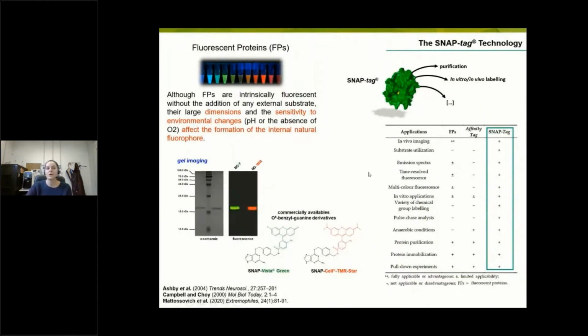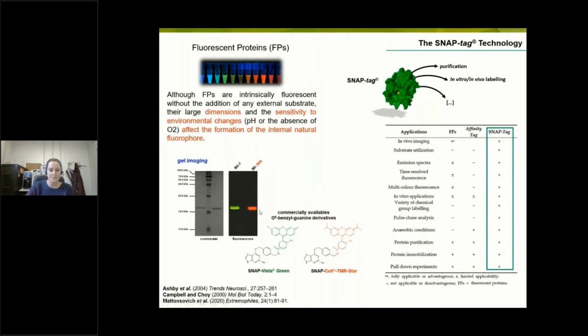As you probably know, fluorescent proteins are based on the formation of a natural and internal fluorophore, which depends on the environment in which the reaction occurs and may be sensitive to alteration in pH or in anaerobic conditions. And this limits the application of fluorescent proteins in in vivo studies. But this is not the case for the self-labeling protein tag, and in particular for the SNAP tag.